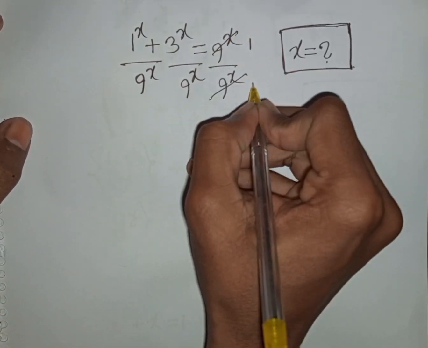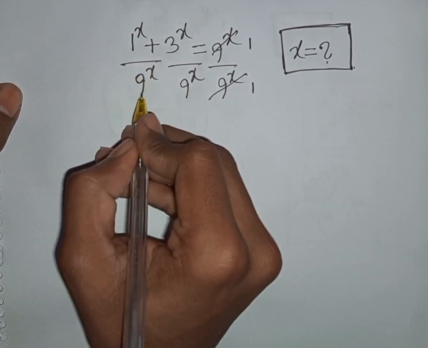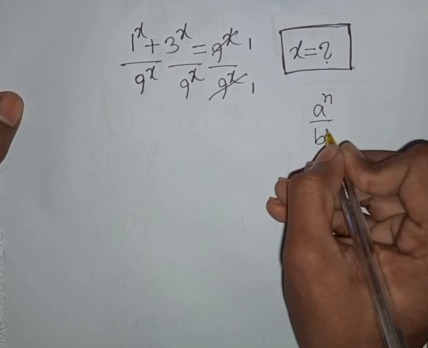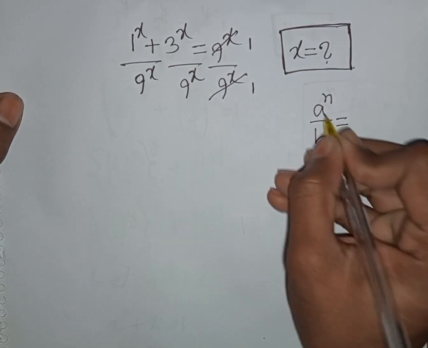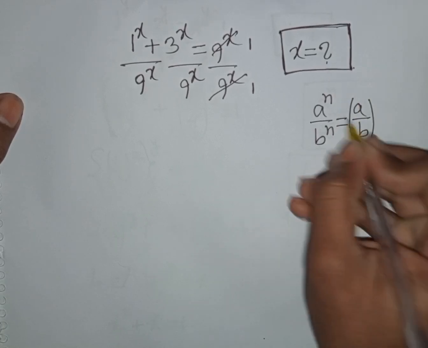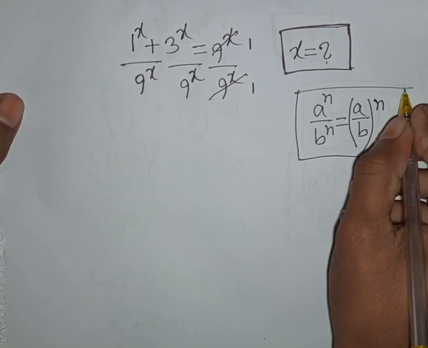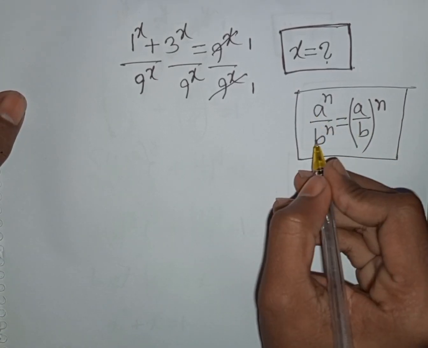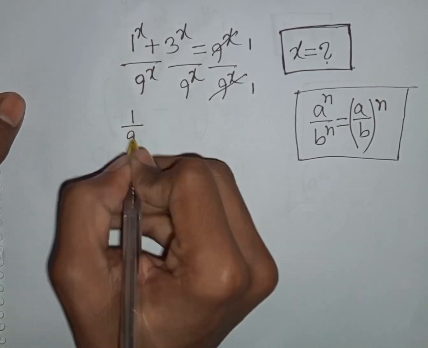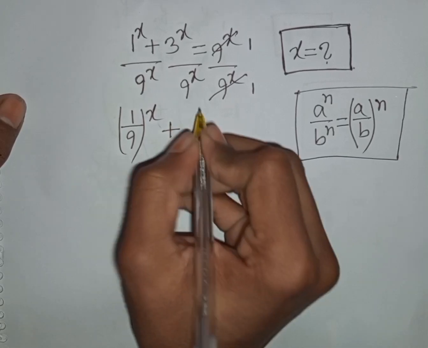Now from here we see x is the same power but with different bases. So according to this formula, a power n over b power n is equal to a over b, then bracket common power n. That means n is the same power but different base. So according to this formula we can write here 1 over 9, then bracket common power x.